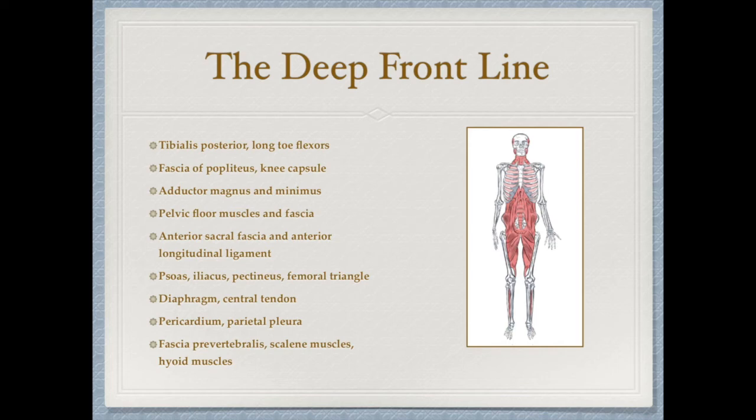how they relate to the traditional meeting points. So here you'll see this image of the deep front line, and it includes the tibialis posterior and the long toe flexors. So the muscles that are involved in flexing the toes are a part of this line, as well as tibialis posterior. And then the fascia of the popliteus and the knee capsule is a part of this line, as well as the adductor muscles, the magnus and the minimus here on the inner thigh. So going through the anatomy and just understanding these components here that I've outlined will give you a lot of insights about how those leg yin points work.